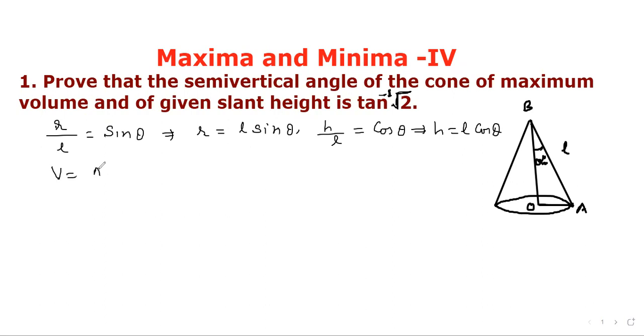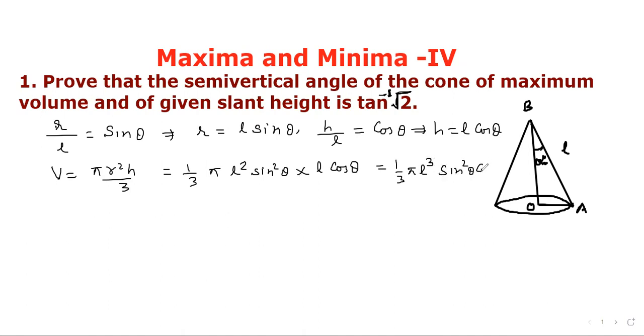So volume equal to pi r square h divided by 3. That is 1 by 3 pi r square, meaning L square sine square theta, times h, which is L cos theta. So it becomes 1 by 3 pi L cube sine square theta times cos theta. Now we differentiate the volume. So dV by d theta equal to pi L cube divided by 3 times. We apply product rule.